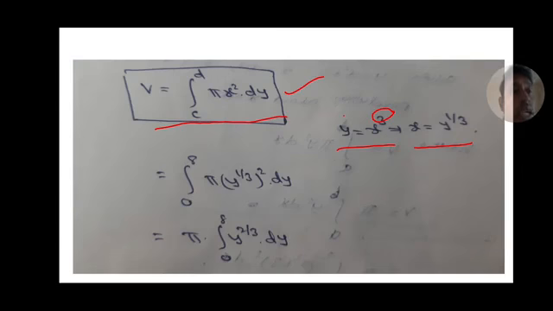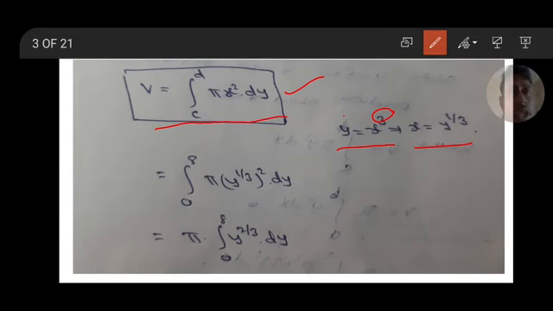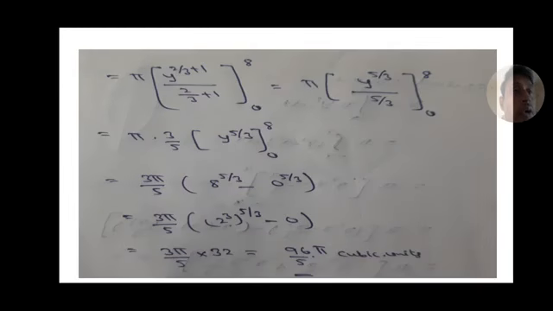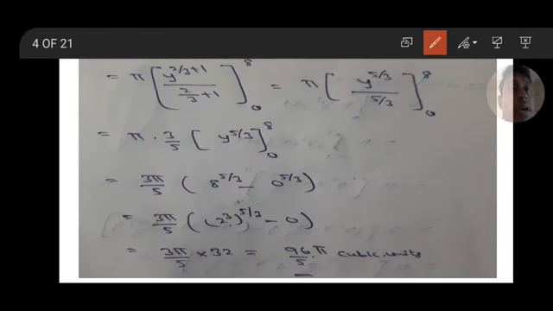So c to d: integral from 0 to 8 of pi into y to the power of 1 by 3 whole square dy, where x equal to y to the power of 1 by 3. Pi is the coefficient outside. y to the power of 1 by 3 whole square means y to the power of 2 by 3 dy. Now we have to integrate it. The integral of y to the power of 2 by 3 is y to the power of 2 by 3 plus 1 by 2 by 3 plus 1.